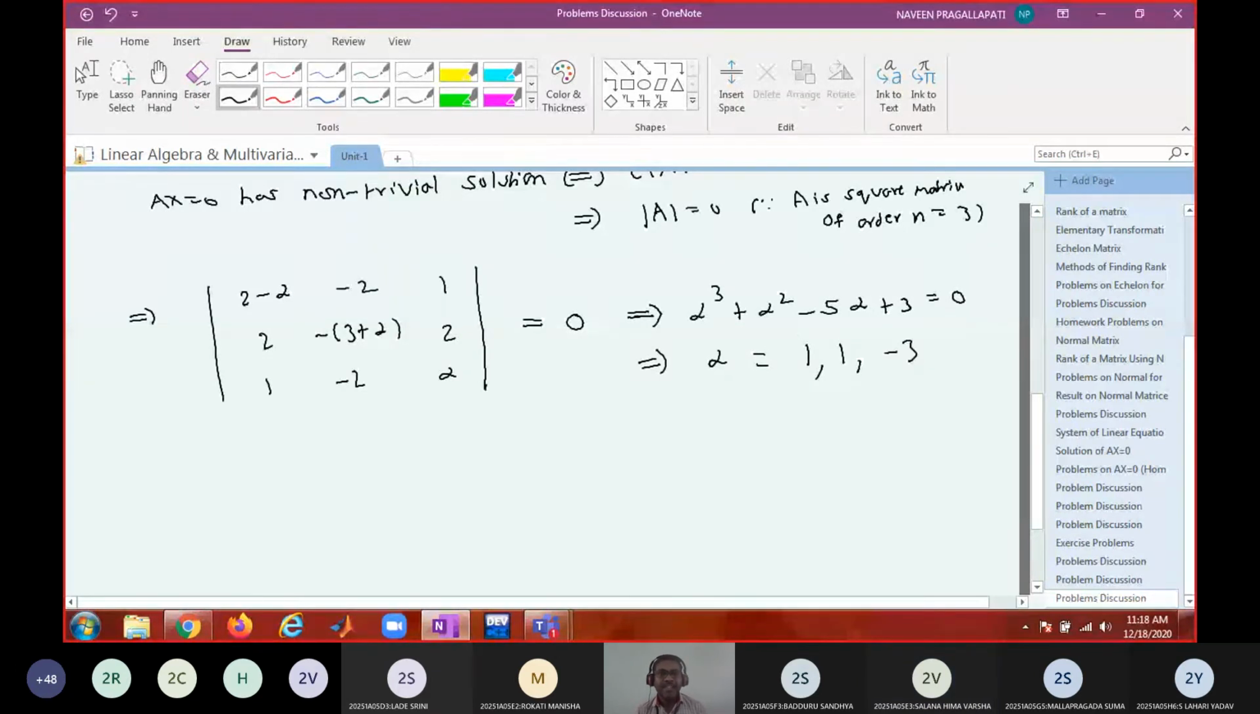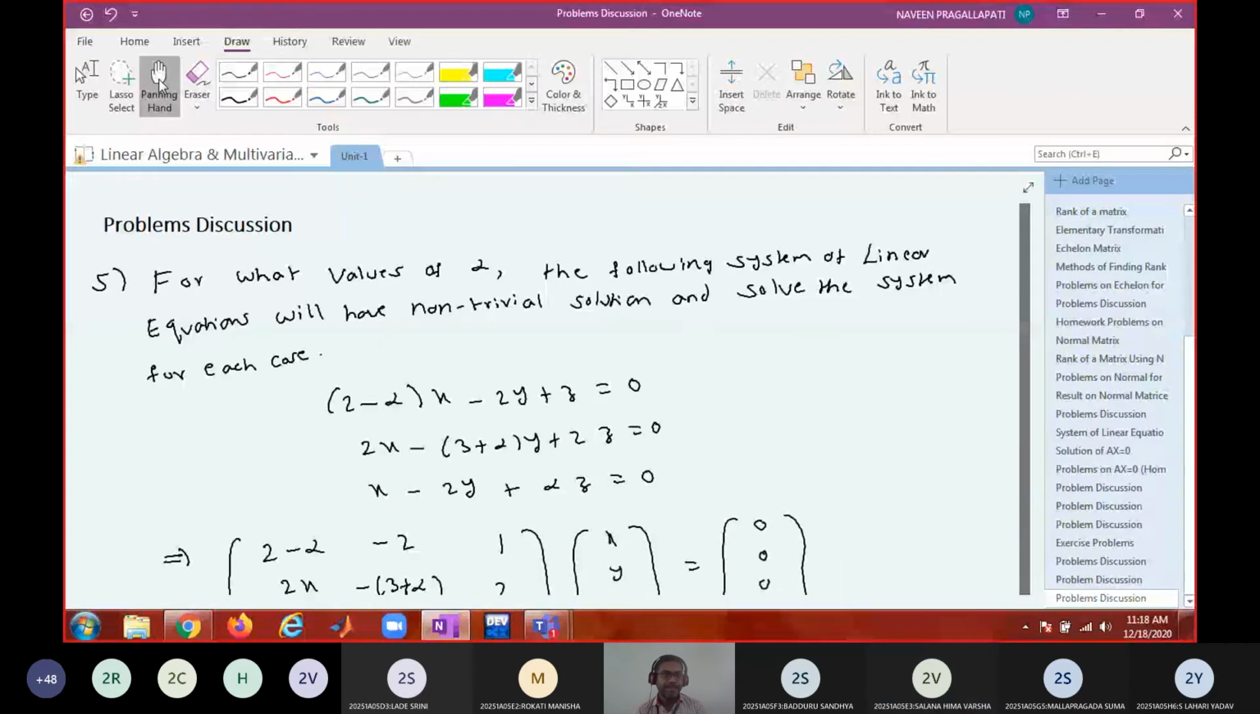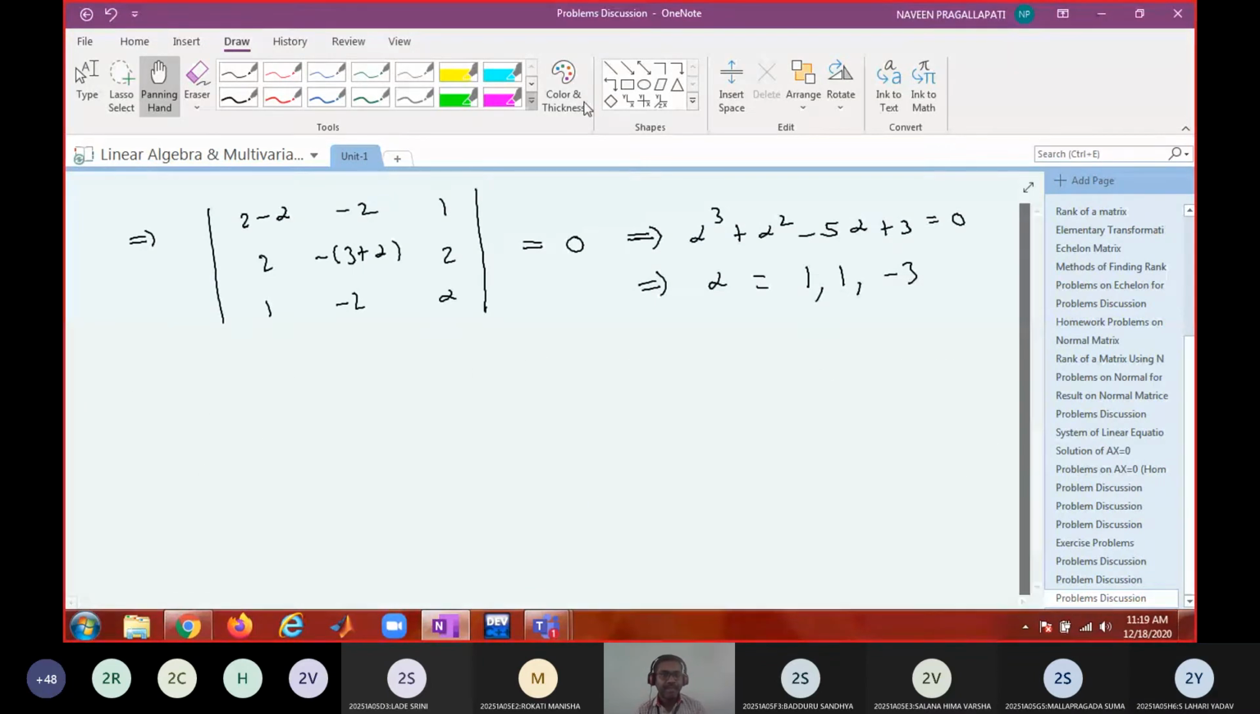Okay. So how many distinct values of alpha for which the system will have a non-trivial solution? 2 distinct values. Okay. And you are asked to solve the system for each case. So case 1: substitute alpha equal to 1 and solve the system. Case 2: substitute alpha equal to 3 and you will get another system, solve that system. I am leaving that as an exercise to you. Will you complete that? Yes, sir.